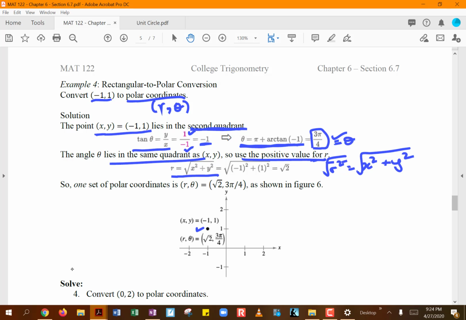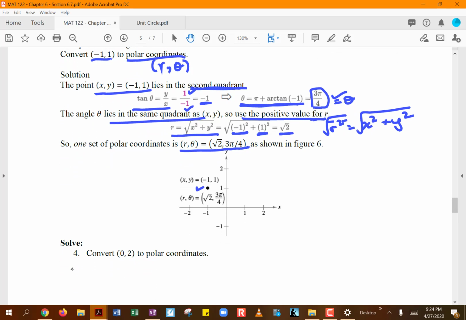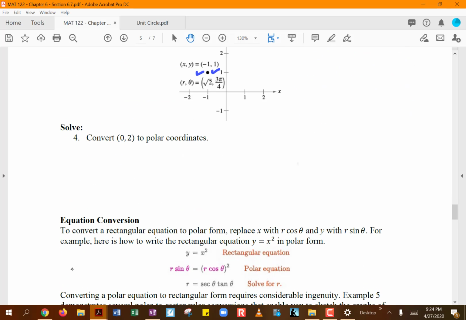Okay, so x was negative 1, so negative 1 squared, y is positive 1, so positive 1 squared under a square root, and that gives you a distance of square root of 2. So the polar coordinate comes out to be square root of 2 comma 3 pi over 4, and you will see it basically coincides at that same point, negative 1, 1. So that's your polar coordinate derived from the rectangular coordinate.